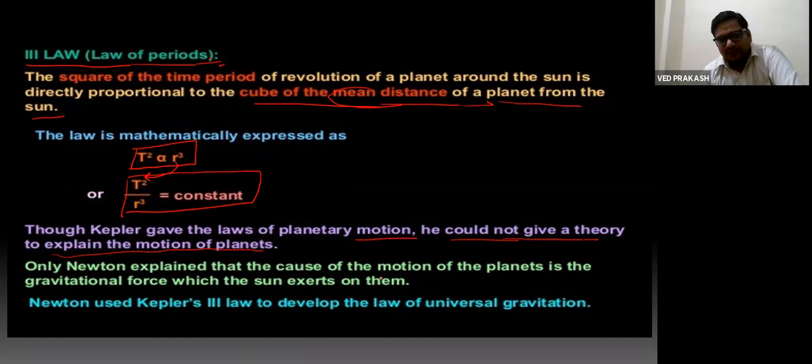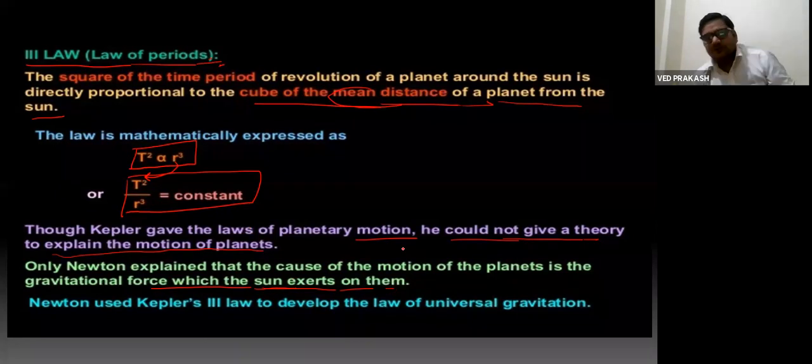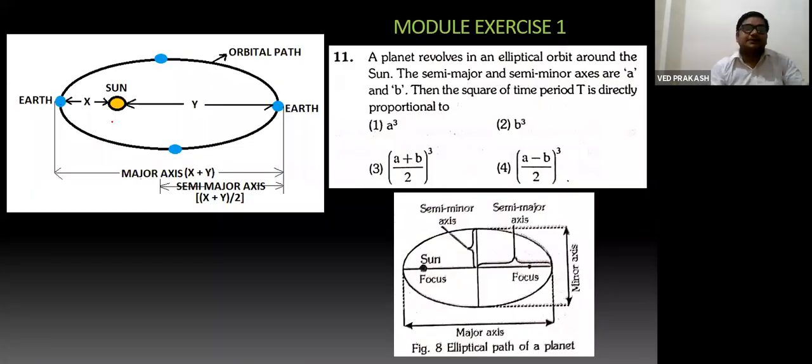Explained that the cause of motion of planets is the gravitational force which the sun exerts on them. Newton used Kepler's third law to develop the law of universal gravitation. Here, the sun is situated at one focus of this elliptical path. This is the focus, right? And this is perigee, and this is apogee, and Earth is here, revolving in this elliptical path.